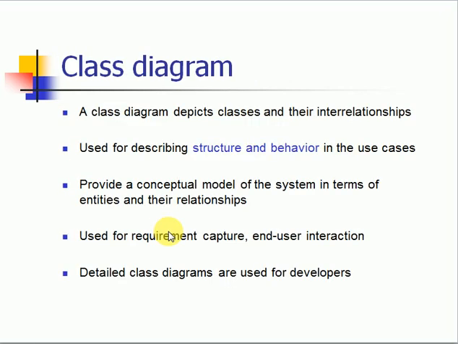What is meant by a class diagram? A class diagram depicts the classes and their relationships. It is used for describing the structure and behavior in the use cases. It provides a conceptual model of the system in terms of entities and their relationships. Generally, it is used for requirement capture and end user interaction. The detailed class diagrams are used by the developers.